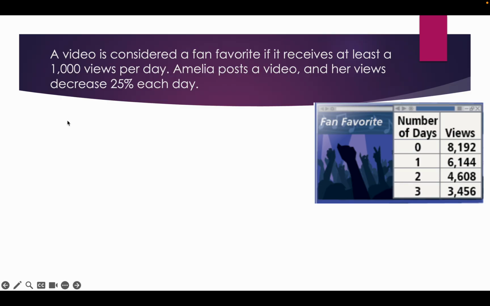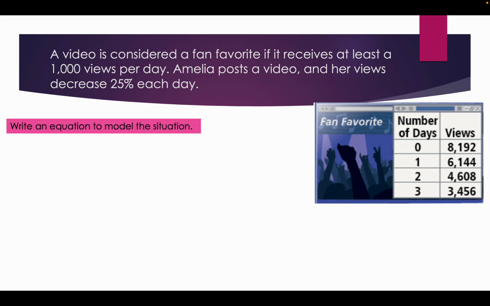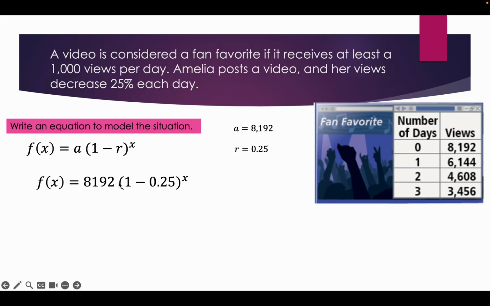A video is considered a fan favorite if it receives at least 1,000 views per day. Amelia posts a video and her views decrease 25% each day. Write an equation to model the situation. Well, this is decay because it's decreasing. Our initial views were 8,192. Our rate is 0.25. So we plug it into our decay function, 1 minus 0.25 to the x. We get 8,192 times 0.75 to the x.